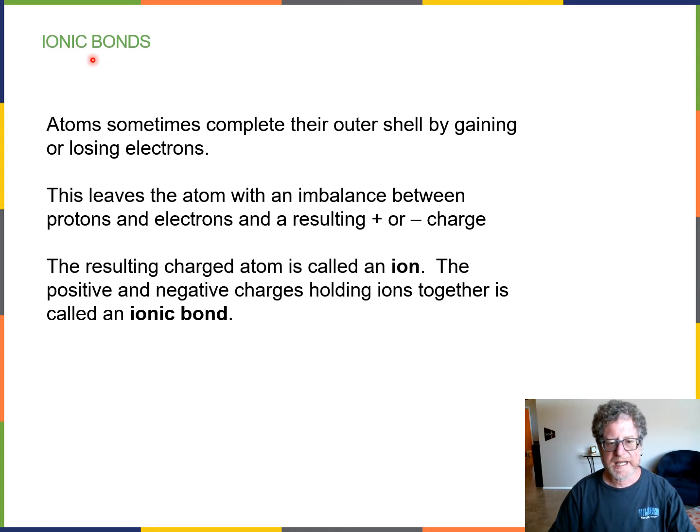Okay, so in ionic bonds, atoms complete their outer shell by gaining or losing electrons. And this leaves the atom with an imbalance between protons and electrons, resulting in ions. Ions are atoms that are short an electron or have extra electrons relative to the number of protons. And the charges are what are holding it together, and it's called an ionic bond.